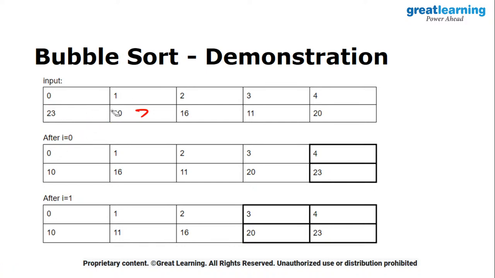So now what you will do, you have these two for loops in place, right? So you have this 23. Now you are comparing with 10. Obviously 10 is less than 23, so you swapped these two things. Now you compared this 23 with 16, again you did a swap. You compare this 23 with 11, again you do a swap. You compare this with 20, again you did a swap. So after swapping, this will be 20, and at the end this will be 23.